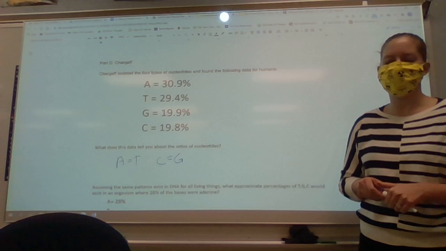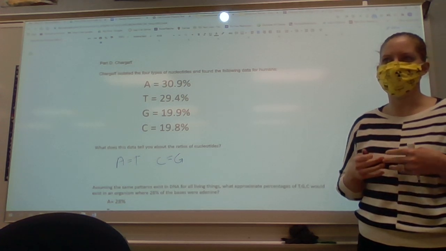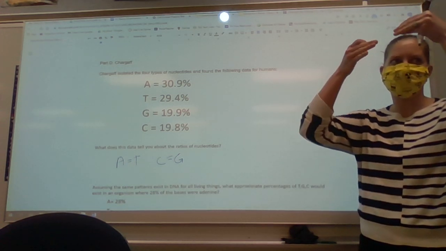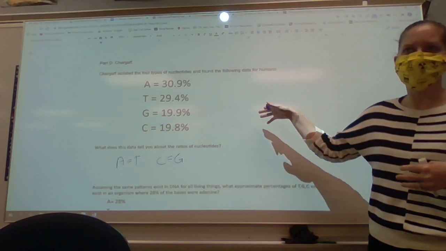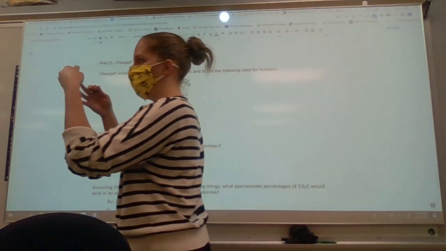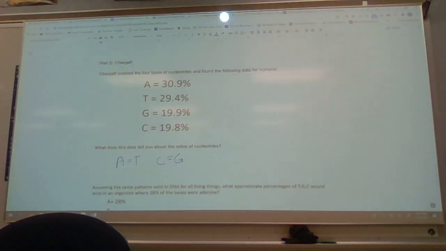We know now that's because these are the base pairs, right? So anytime we have an A across from a T, at the time they didn't have that model yet, but they were able to figure out that there's about equal proportions of A and T and equal proportions of C and G. There's a math problem there at the bottom. See if you can calculate that.